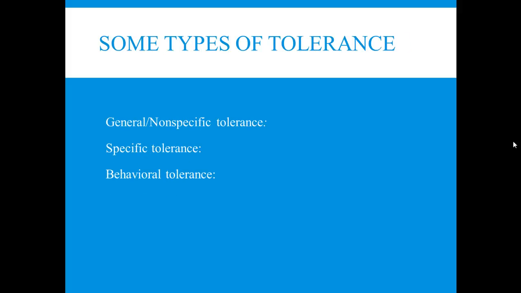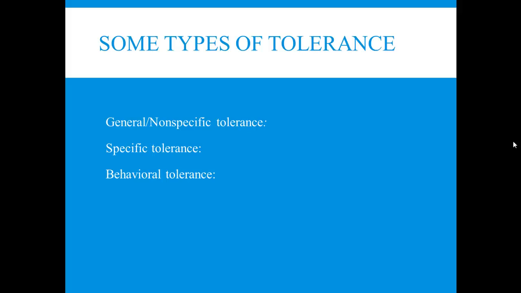Okay? Now, let's continue our discussion of some different types of tolerance. We have what's called general or non-specific tolerance. This describes a situation where tolerance develops to all effects of the drug and to the same extent. Another way of saying this is that the drug no longer produces any effect, because it's general or non-specific. The tolerance is not restricted to effect A or effect B. We're saying this drug, or the current dose of this drug, no longer does anything that we expect it to do.